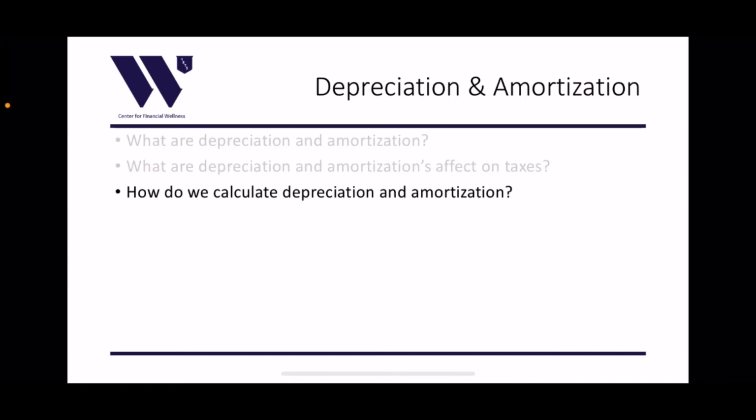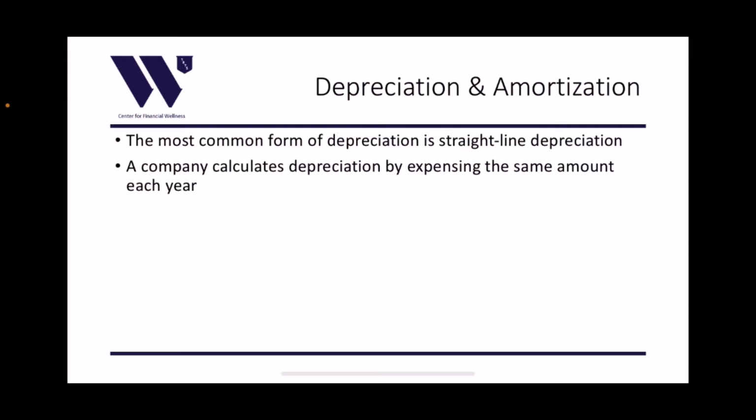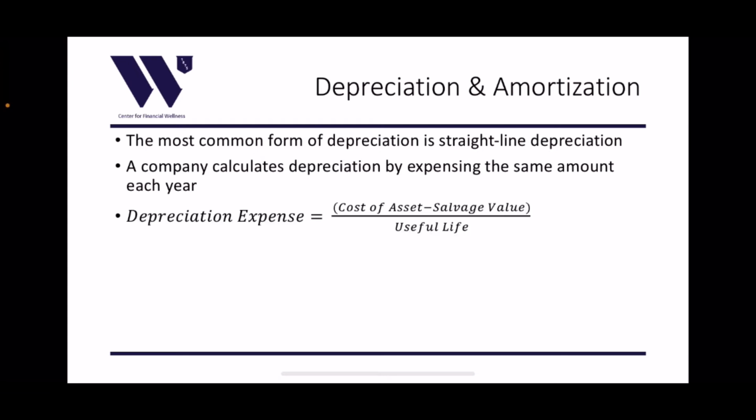Now in this video section, we'll take a quick look at how we actually calculate depreciation and amortization. For this, we'll be looking at the most common form of depreciation, which is straight line depreciation. A company calculates straight line depreciation by expensing the same amount for depreciation or amortization each year that they make this expense, and they'll do that up to a salvage value or to the useful life. We'll look at the equation real quickly. The depreciation expense for straight line is the cost of the asset, the amount that we pay in cash, minus the salvage value.